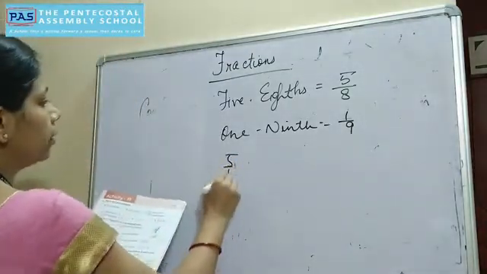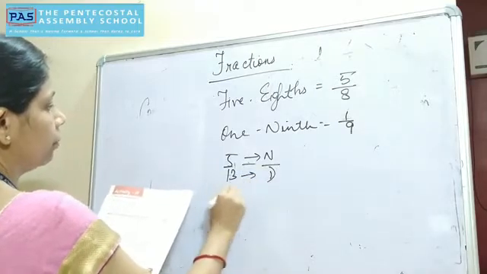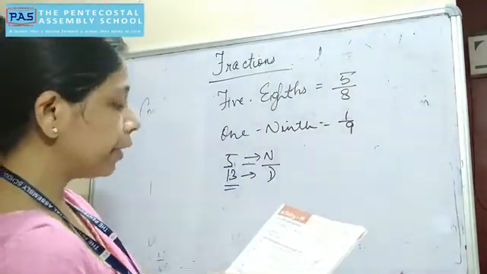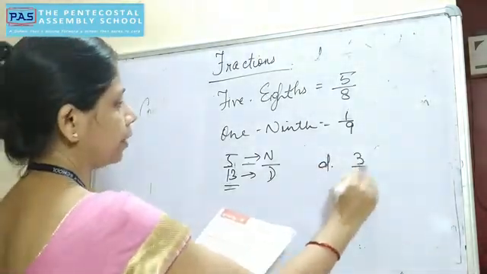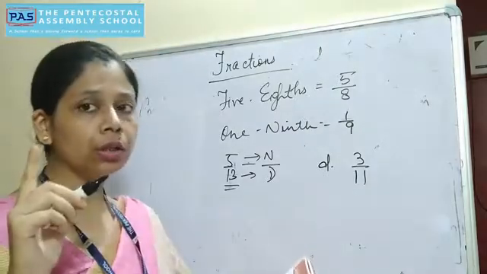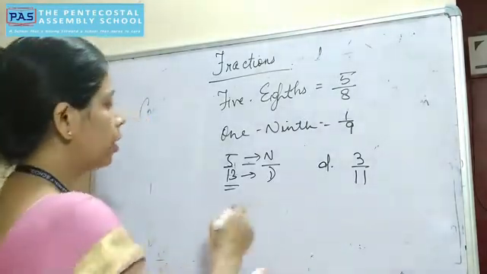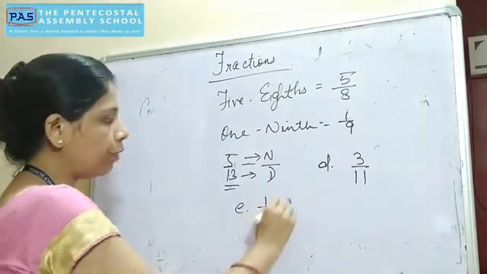So in 5 by 13, this is your numerator and this is your denominator. Then you have numerator given and denominator given. So how will you write this? This will be 3 by 11. Numerator is always up. Denominator is always down.